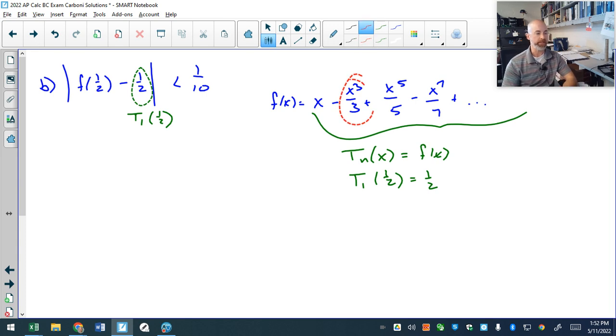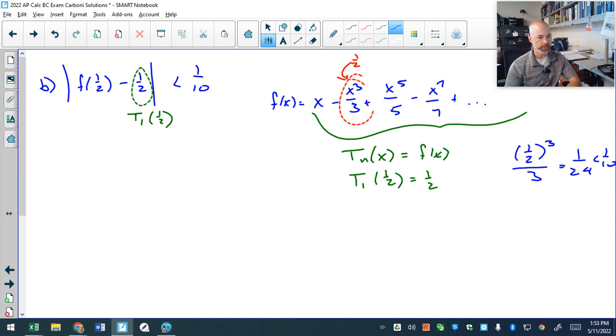And this is me game planning. I don't like the way this is looking on paper for a submitted answer on the AP exam. But I'm looking at what happens when I plug 1/2 into this. If I plug in 1/2 for that x, I would have 1/2 cubed over 3, which does clean up to 1 over 24. That is less than 1/10. So the first omitted term of that alternating series does yield a value less than 1/10, which is what we're shooting for. Now I just have to put that a little bit more formally on paper.